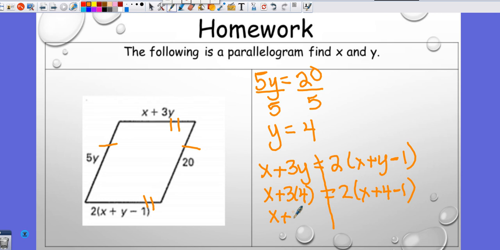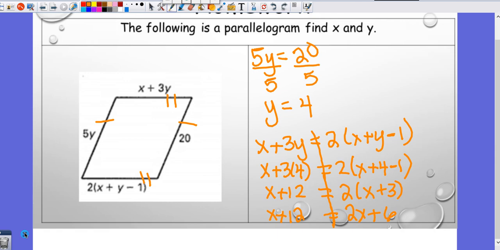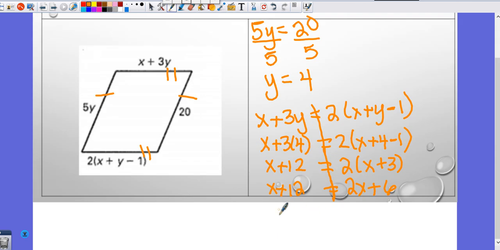So we get x plus 12 equals 2 times x plus 3. Then let's keep going. We have to do distributive property on the right side. So we get x plus 12 equals 2x plus 6. And let's go from there. Minus 12, minus 12.